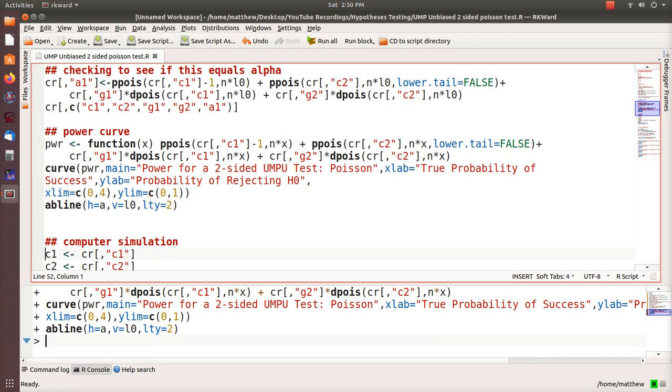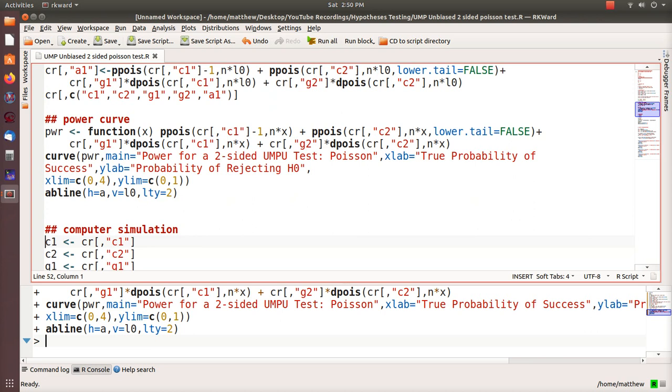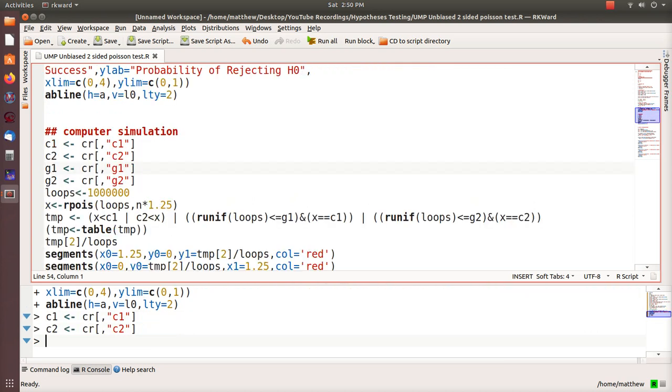Now let's do a computer simulation. So the cutoff values that are in the matrix, I go ahead and just put into a variable. In the gamma 1, gamma 2, we do 1 million loops. I generate 1 million random Poisson values with lambda 1.25. Now remember, this test is developed when lambda is 2, so this is clearly not 2. So let's see what the power is, the probability that we reject when we should.